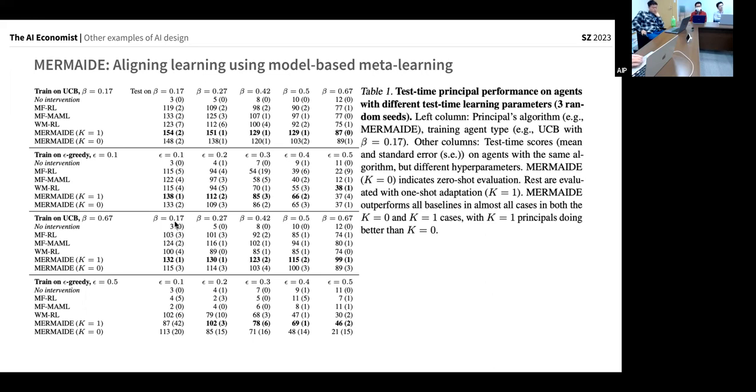And what you do is that, in the top row here, for instance, you train the planner on UCB agents with beta equals 0.17. And then at test time, you give it agents that have a different beta, a different exploitation parameter. And then you see that if you use the Mermaid approach, it does better than all the ablations, where you don't use meta learning or you don't use a world model. All of these components are really important for you to do very well.